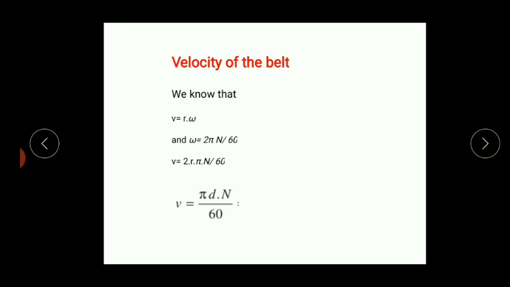So finally we get the velocity of the belt is equal to pi d n upon 60. Here 2r, that is 2 into radius, we can represent as the diameter of the pulley. So the velocity of the belt is pi d n upon 60. Either you can calculate the velocity of the belt from the driving pulley or the driven pulley. In both cases you will get the same velocity of the belt.